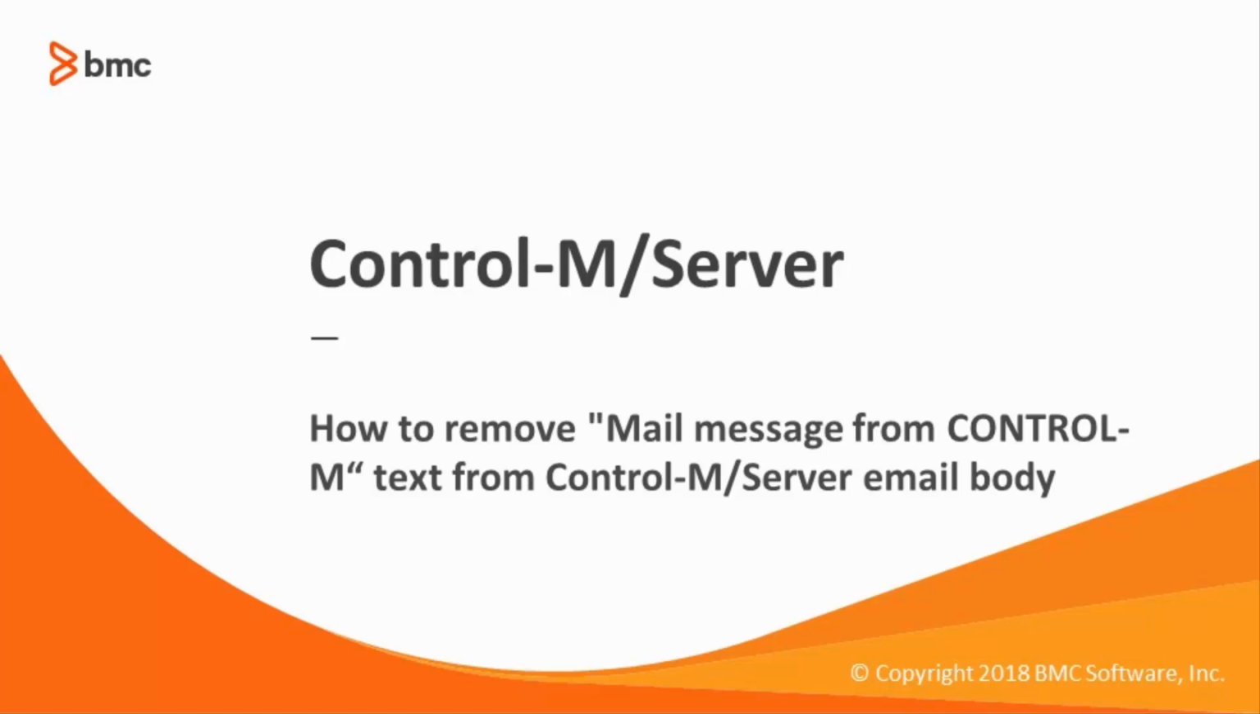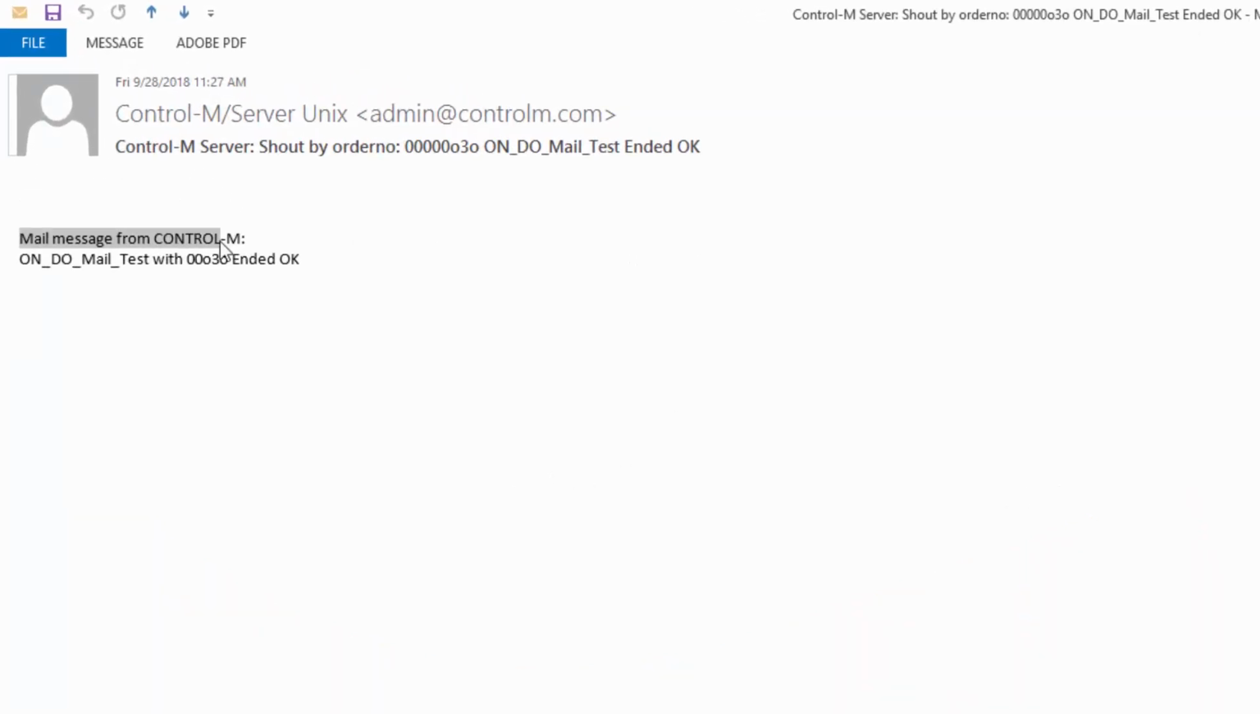In this video, I'll talk about how to remove the text mail message from Control-M in the email message body that's generated from an undo mail statement or a shout in a job definition.